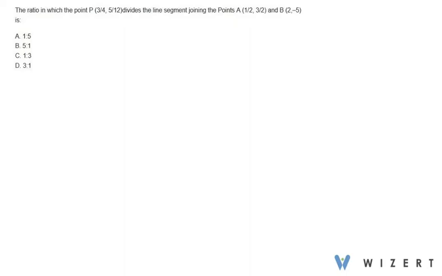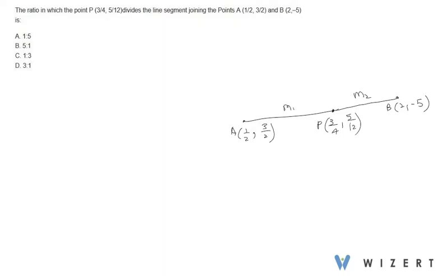Now let's try to visualize the situation here. This is a line where A (1/2, 3/2) is one end and B (2, -5) is the other end. And there is this one point given here, P (3/4, 5/12), and we need to find in which ratio this point is dividing the given line. We can simply use the ratio formula here.